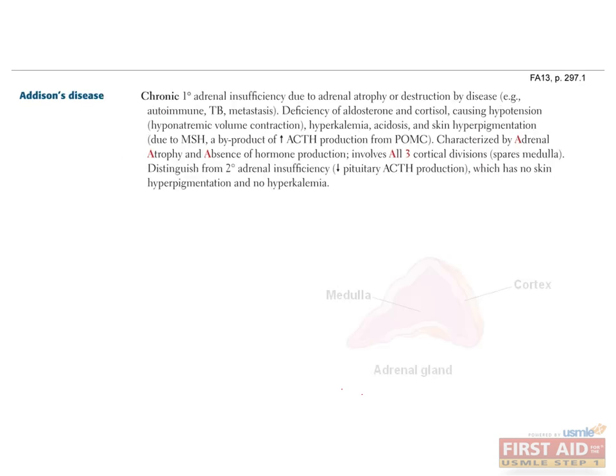At the other end of the spectrum, we have a disease entity where the adrenal cortex is failing to function properly. Addison's disease is defined as chronic primary adrenal insufficiency and can be related to adrenal atrophy or destruction of the gland by autoimmune diseases, tuberculosis, or metastatic cancer. Because the aldosterone production is compromised, patients develop hypotension, hyperkalemia, and metabolic acidosis.